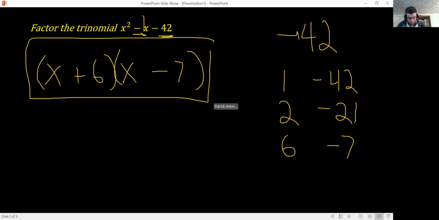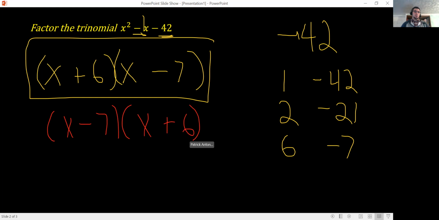Also, had you written it as (x - 7)(x + 6), that would be okay, because you'd still FOIL that out and get x squared minus x minus 42. Not a problem. Just don't switch the signs on the 6 and on the 7. Don't make it (x + 7)(x - 6).